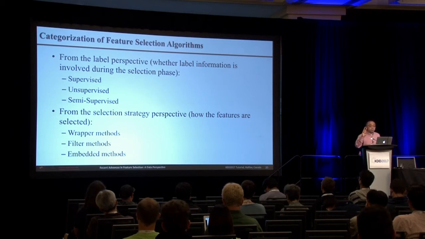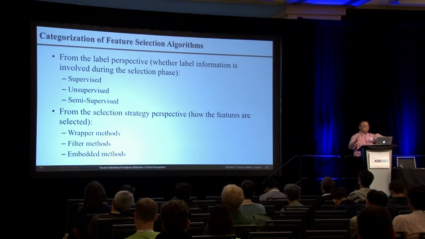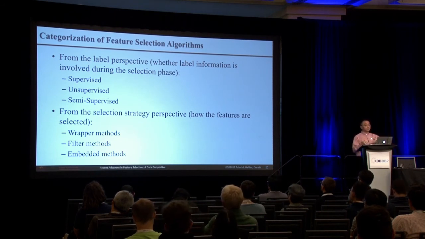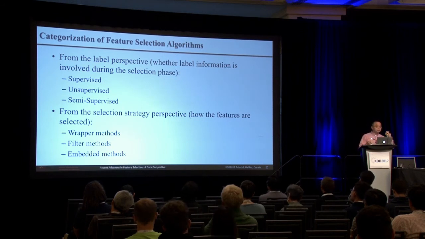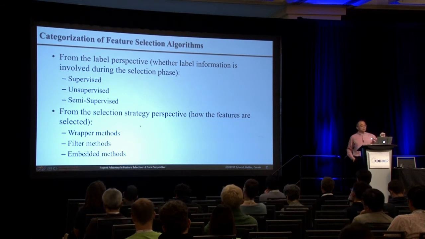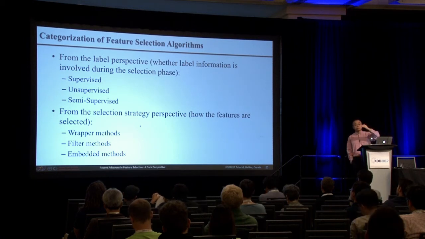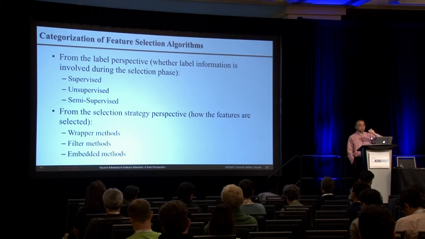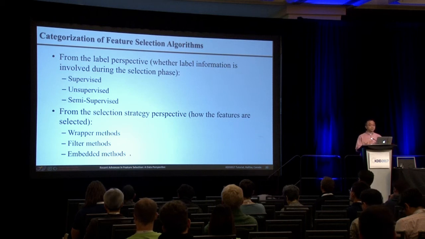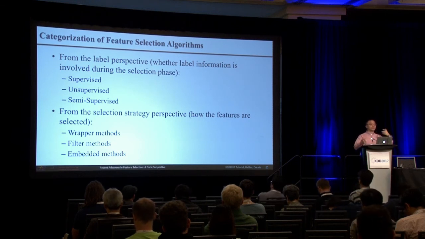In machine learning, there are two fundamental categorizations. One is called supervised learning, one is called unsupervised learning, okay? With labels, we call it supervised. Without labels, it's unsupervised. But when you have some labels, very few labels, then it's called semi-supervised, okay? So we can categorize feature selection in this way, but we can also characterize feature selection in terms of how we are going to select features. So we have wrapper methods, filter methods, embedded methods. Of course, we just give you the fundamental categorization, and then you will be able to find all the variants later on.